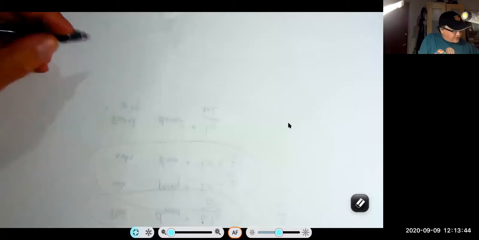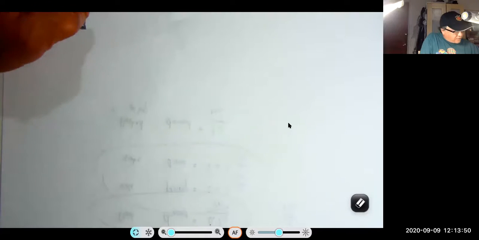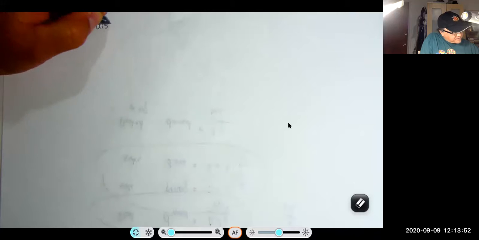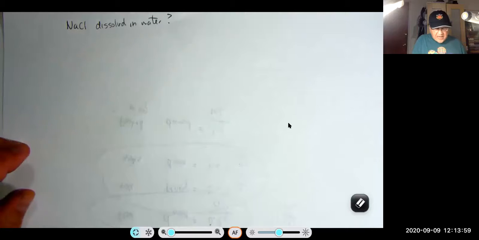Okay, so here's a problem. It says you have a solution of sodium chloride dissolved in water. So the question is, how would you separate them?